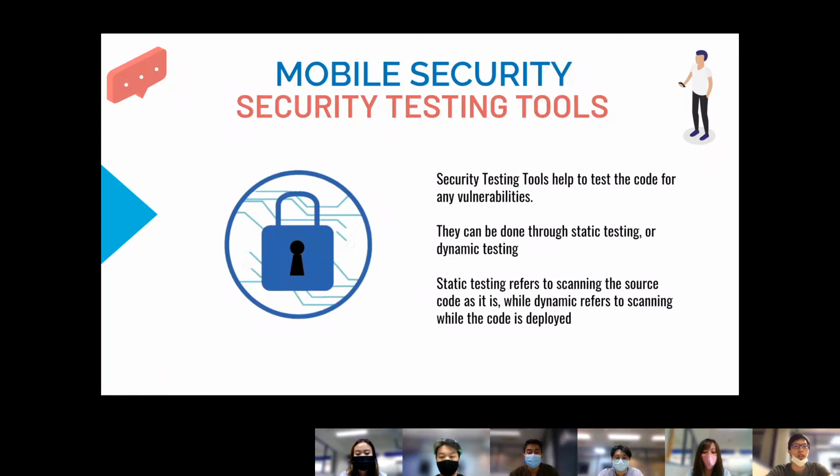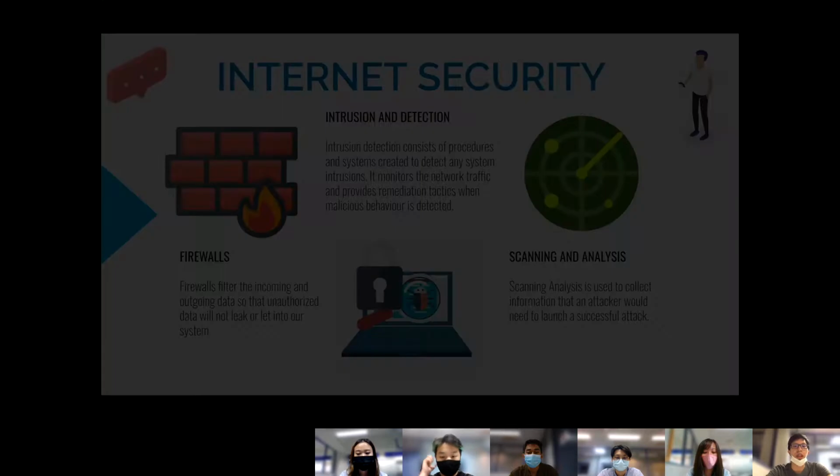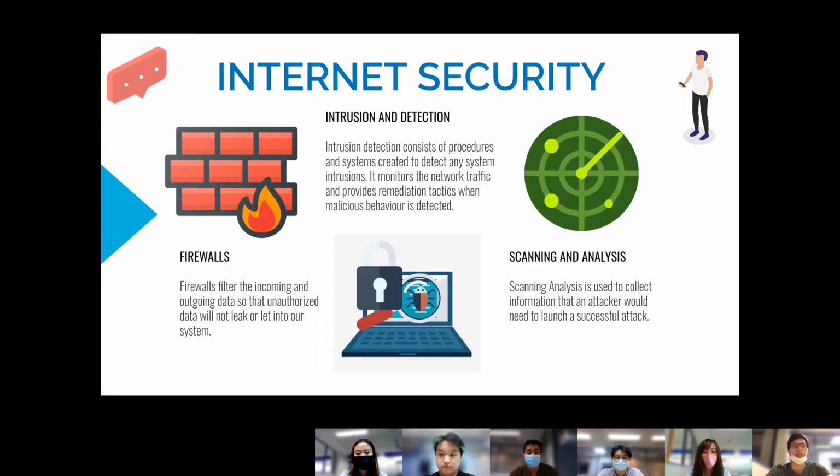For mobile security, there are security testing tools, which test the code for any vulnerabilities. They can be done through static testing or dynamic testing. Static testing refers to scanning the source code itself, while dynamic testing refers to scanning the code while it is deployed within an environment. Now, Jekyll will be talking about internet security.